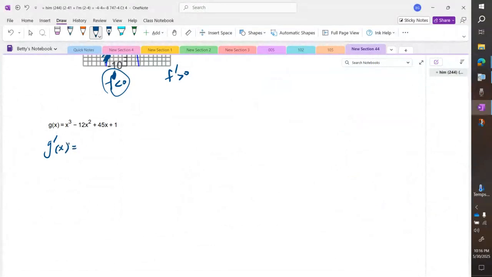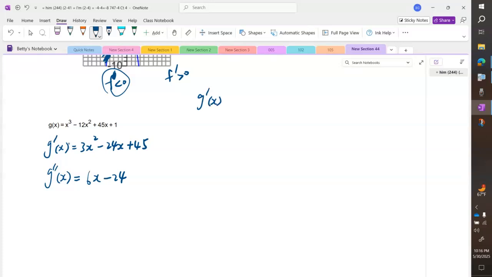g prime is 3x squared minus 24x plus 45. You need to be able to take the derivative very fast because it's just one tiny step in the whole process. If you're struggling even taking the derivative, the whole process is going to be very challenging. 3x squared minus 24x plus 45. Since later we are going to determine the points of inflection, and concave up, concave down, that means we need the second derivative. So I'm going to do this here: 6x minus 24, all right?